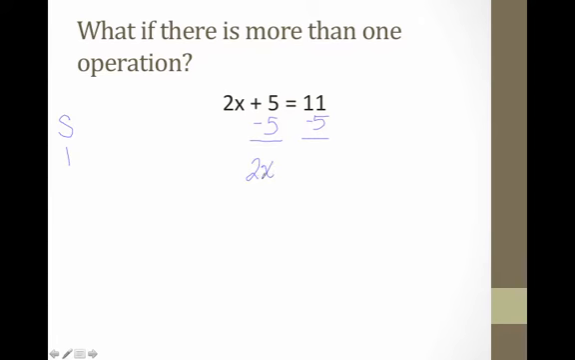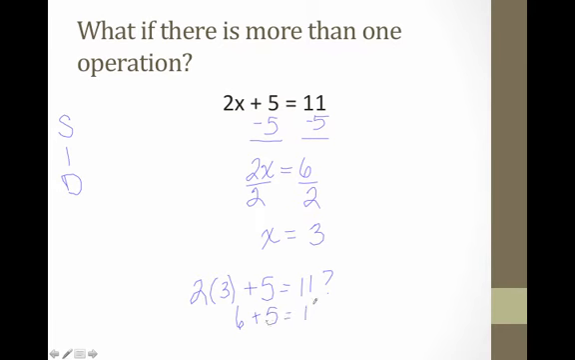That leaves me with 2x equal to 6. And now finally we're getting to that d part, the divide. Divide by 2 on both sides of the equation so that x equals 3. Okay, what do we need to do next? I know I just heard you say check. Okay, so it's 2 times, we're replacing x with 3, plus 5 equals 11. Well, 6 plus 5 indeed equals 11. So we're good to go.